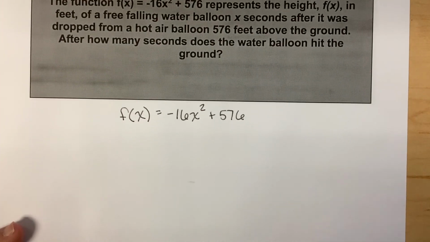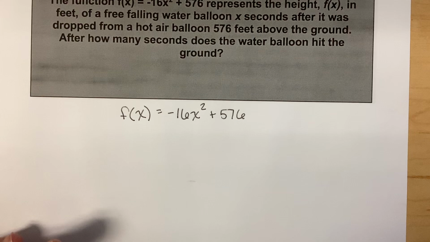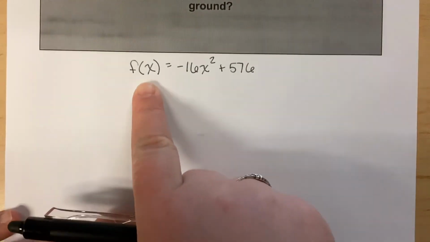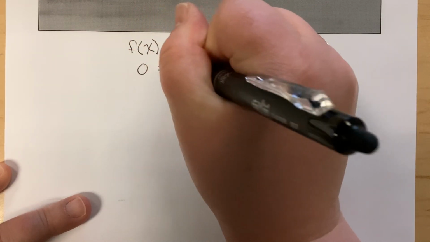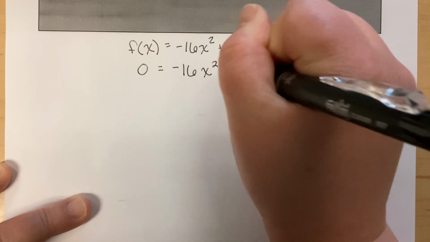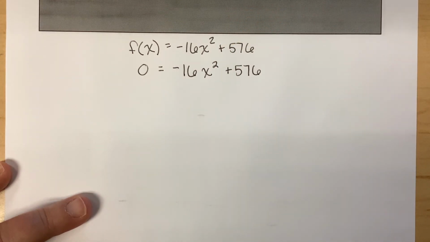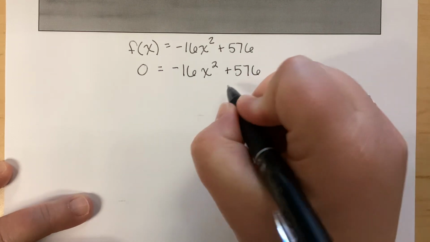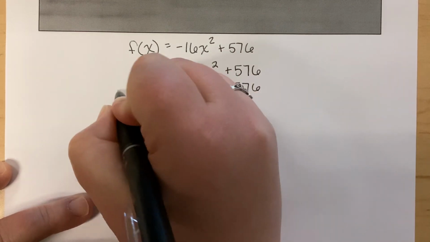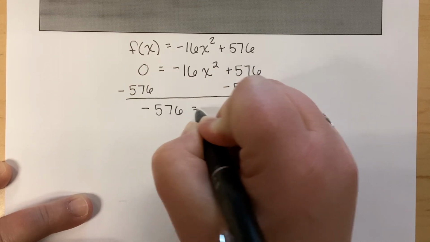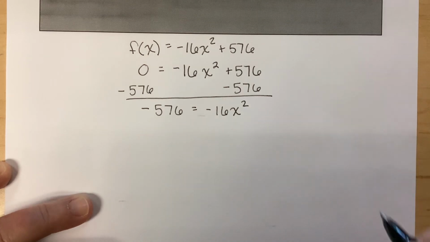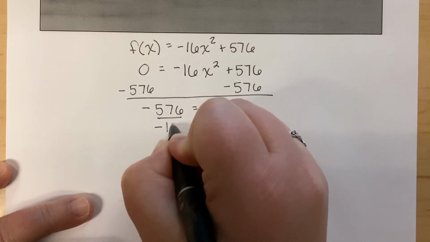Now, if you recall, the ground level of any of the quadratics we've been working with has been the x-axis. And that is when y is 0. And remember, f of x is just a fancy way to say y. So I want to be at a height of 0. So 0 equals negative 16x squared plus 576. And now we're going to solve this just like all of the other square root problems. The first thing I'm going to do is subtract 576. So I have negative 576 equals negative 16x squared. Divide both sides by negative 16.